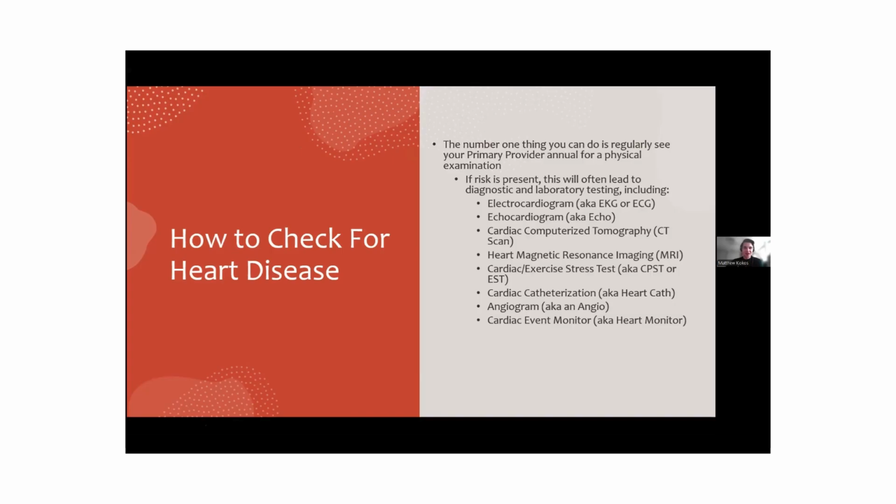This often leads to diagnostic and laboratory testing to follow, and I listed some of the diagnostic testing that's pretty common for heart disease, right? An EKG, an echocardiogram, a CT scan or computerized tomography, an angiogram, right? Some of these names you might have heard from your doctor, right? And so this will typically follow to check and see, is there any sign of any abnormalities that can indicate that maybe there is something going on with the heart and heart disease is present, right?